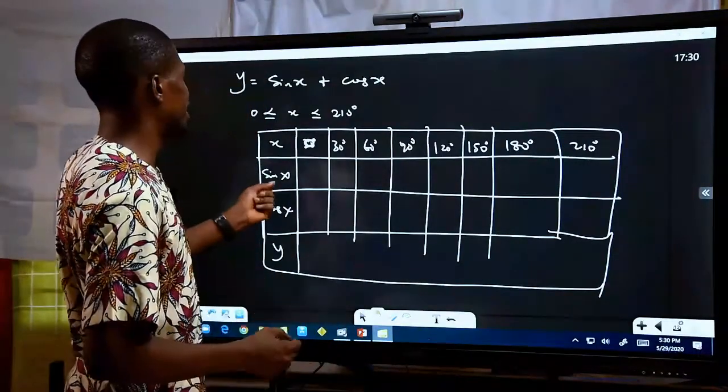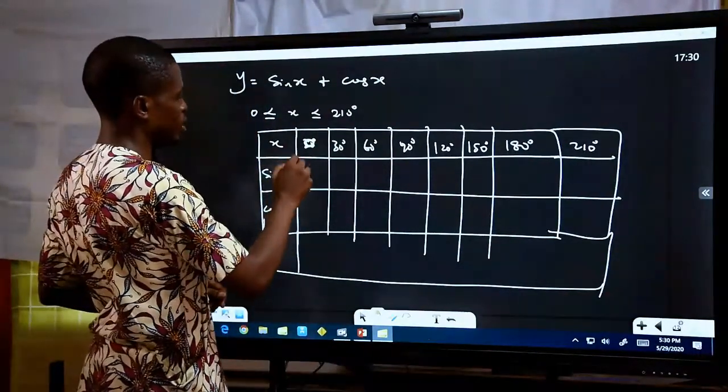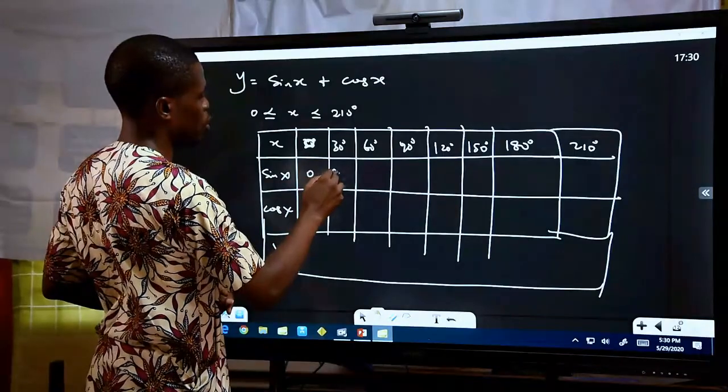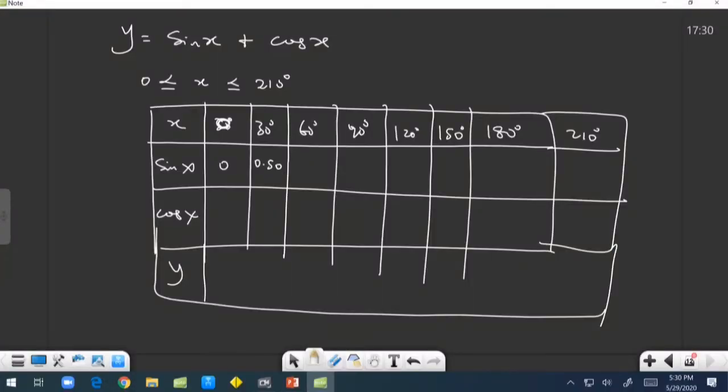So what is sine x? Sine 0 is 0. Sine 30 is 0.5. You can make it 2 decimal places. Sine 60 is 0.87 approximately. Sine 90 is 1.0. Sine 120 is 0.87. Sine 150 is 0.5 again. Sine 180 is 0. Sine 210 is in the third quadrant, so we have minus 0.5. That is for sine 210.